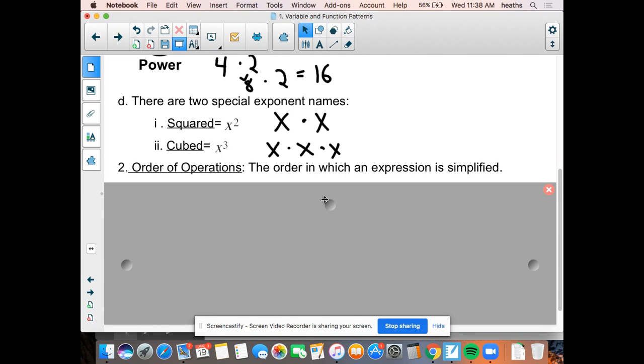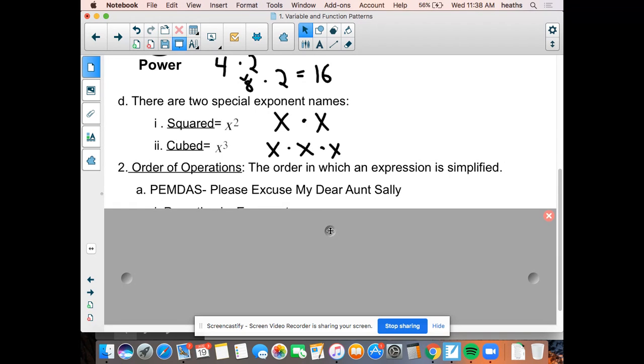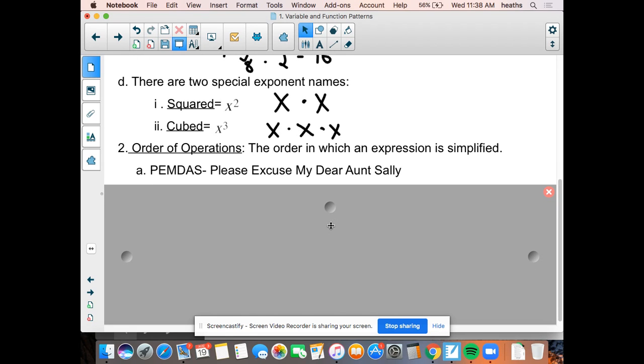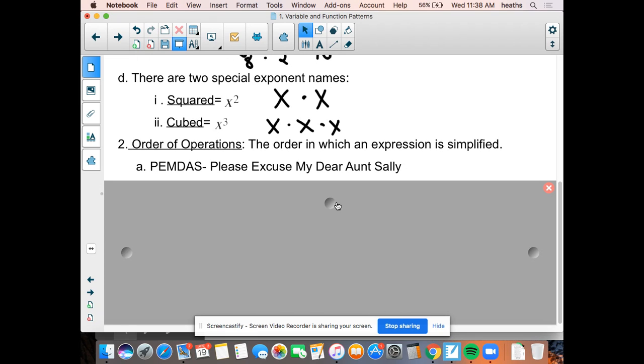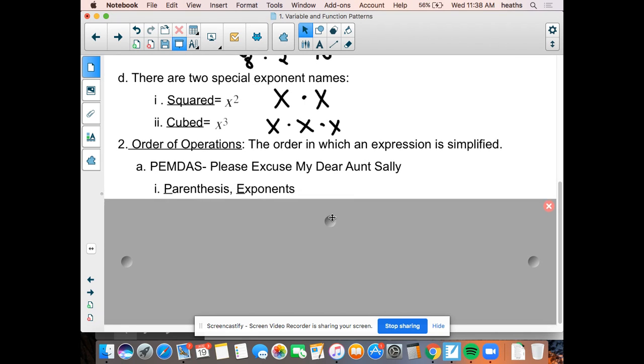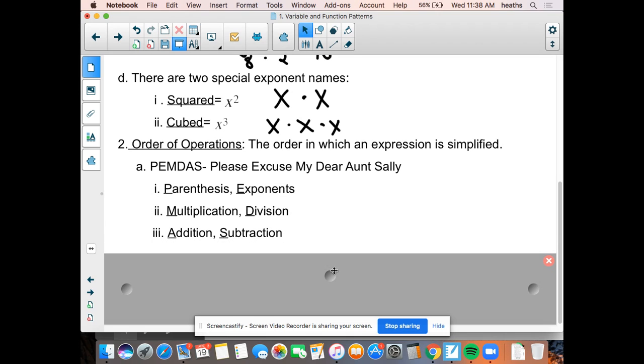Order of operations: the order in which an expression is simplified. A lot of you, I'm sure, in the past have probably heard the "please excuse my dear Aunt Sally," that is PEMDAS, and that is basically telling you what operation you need to use first when simplifying an expression. Please excuse my dear Aunt Sally. And what does that mean? I'm just going to show all three lines here.